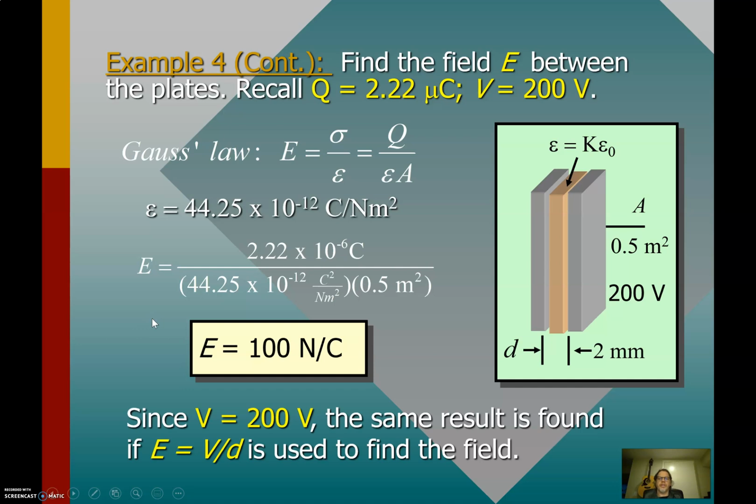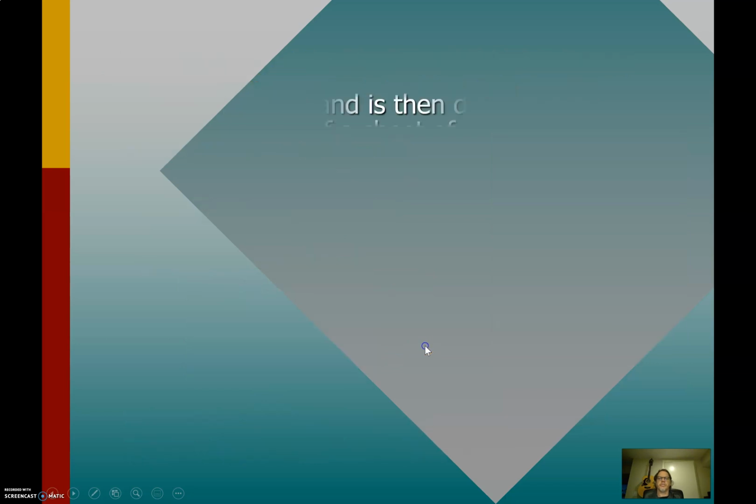The other way is your V over d term. Usually that's the easy way to use, is just the V over d thing. So since you have 200 volts, the same result is found using V over d. You use your 200 divided by the distance, and bam, you get 100.